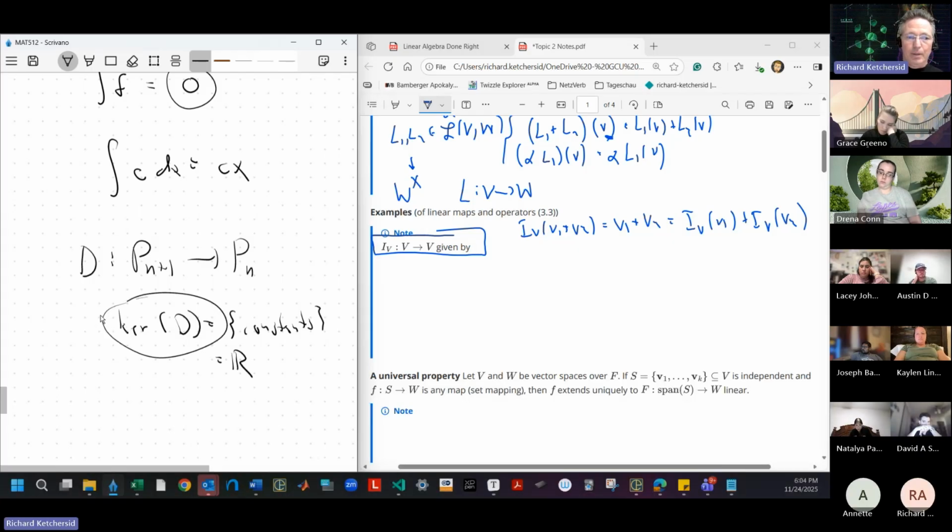Okay. What do you think the dimension of the second derivative is? The kernel of the second derivative?